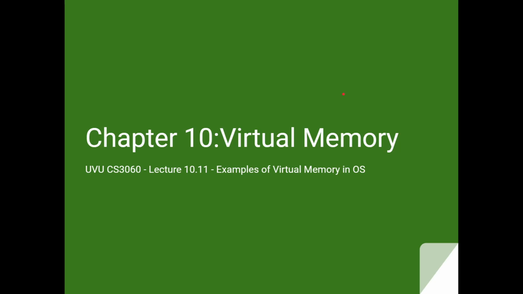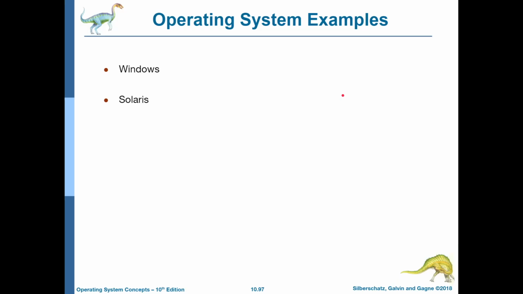Welcome to UVU CS3060 Lecture 10.11, where we give certain examples of virtual memory in OSs. So we're going to talk about Windows and Solaris. We've already talked quite a bit about Linux and its virtual memory system.